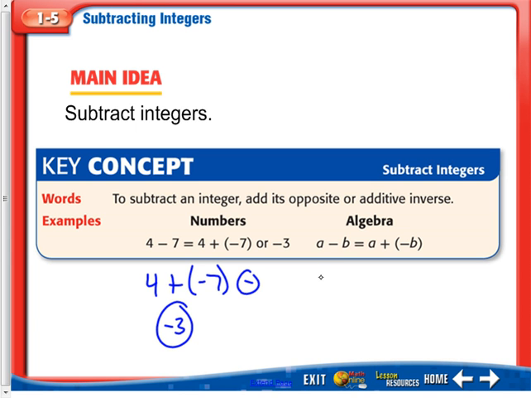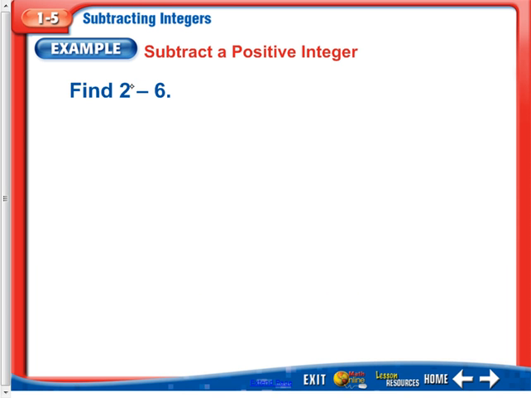So it's just the same thing here. We have A plus negative B, and then whichever letter has the greater absolute value, that one will keep its same sign. All right, so find 2 minus 6.